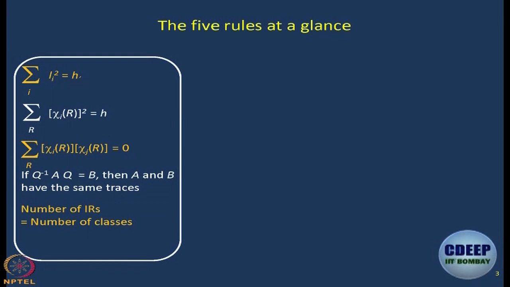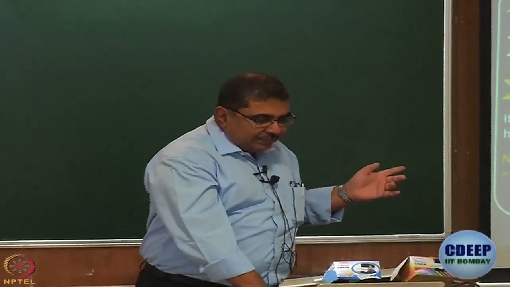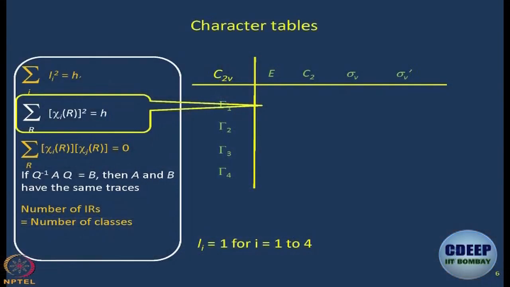What is a class? If I bypass group theory, symmetry operations in a class are equivalent to each other, like the 3 sigma v's in C3V, which belong to the same class. Like C3 and C3 square operations, again in C3V, they belong to the same class. Using these rules, we derived the character table first for C2V. I will just go through it quickly.